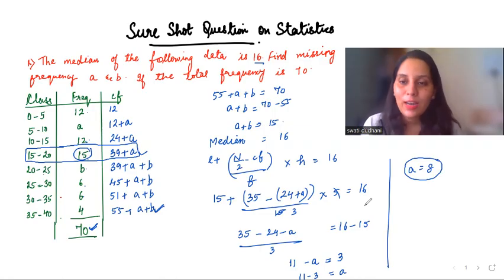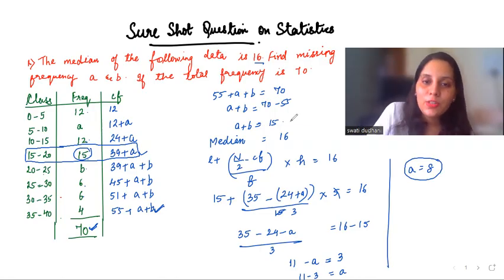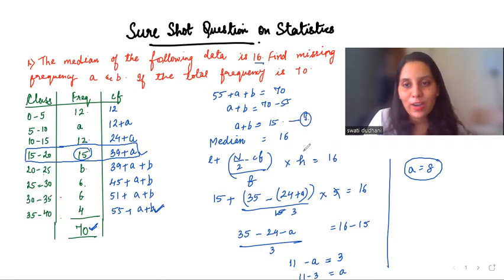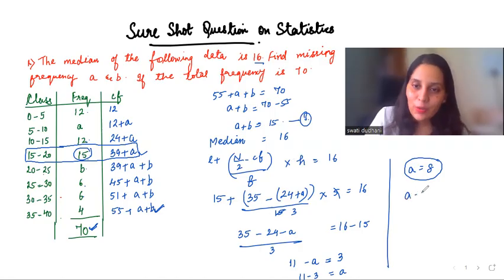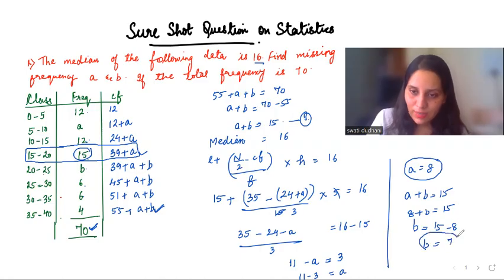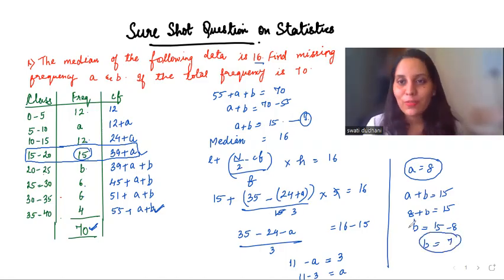Now, once we get the value of A, you can substitute in the first equation to find B. We know A plus B is equal to 15. 8 plus B is equal to 15. So B will be equal to 15 minus 8, which is 7. So this is how you find the missing frequencies using the formula. I hope it is clear. It is a short question in your board exam.